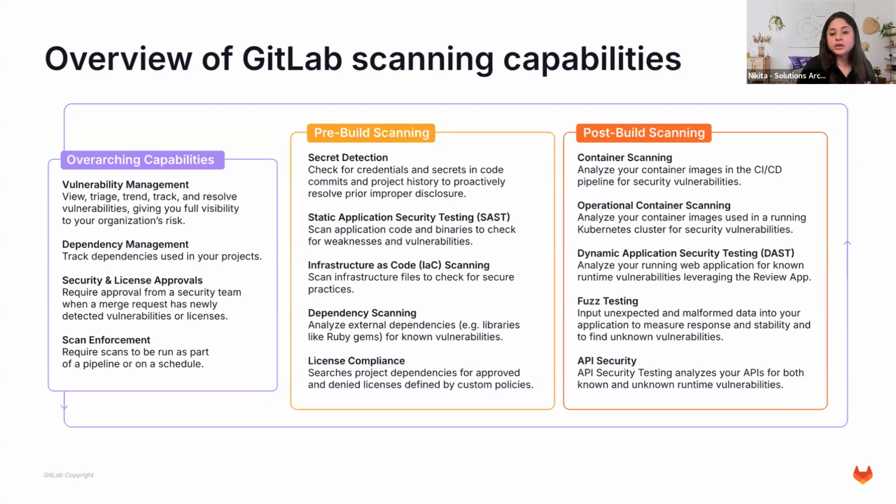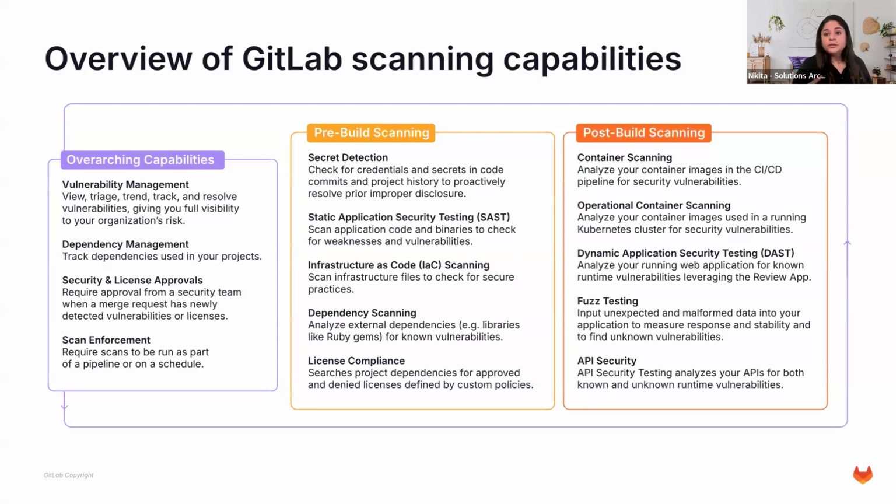Then we have security license and approvals, wherein if you require an approval from the security team when a merge request has newly created vulnerabilities or licenses, use these license approval policies to specify criteria that determine when approval is required before a merge request can be merged. And then again, scan enforcement, something similar to the scan enforcement we just did, requires scans to run as part of your pipeline or on a specific schedule. You would see that in one of the labs that we do today.